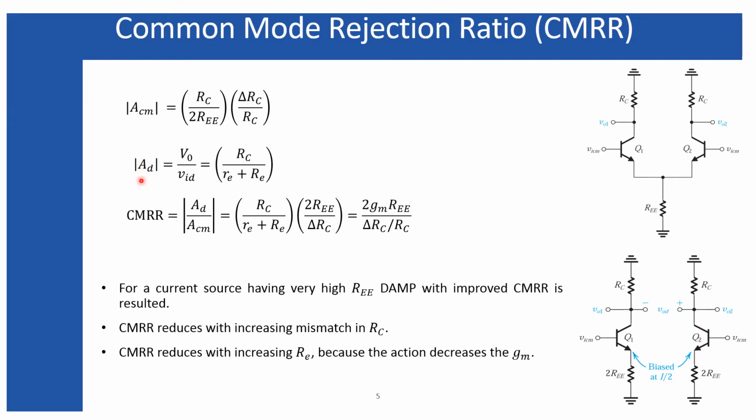lectures. The division of AD by ACM defines the CMRR, and the final expression of the CMRR I obtained in my last lecture is this one. Finally, I concluded that the CMRR can be increased if this REE, this impedance, is high enough. For REE equal to infinity, we can get infinite CMRR. Although that is not possible practically, if we can define a very high common emitter resistance, then we can have a higher value of the CMRR.